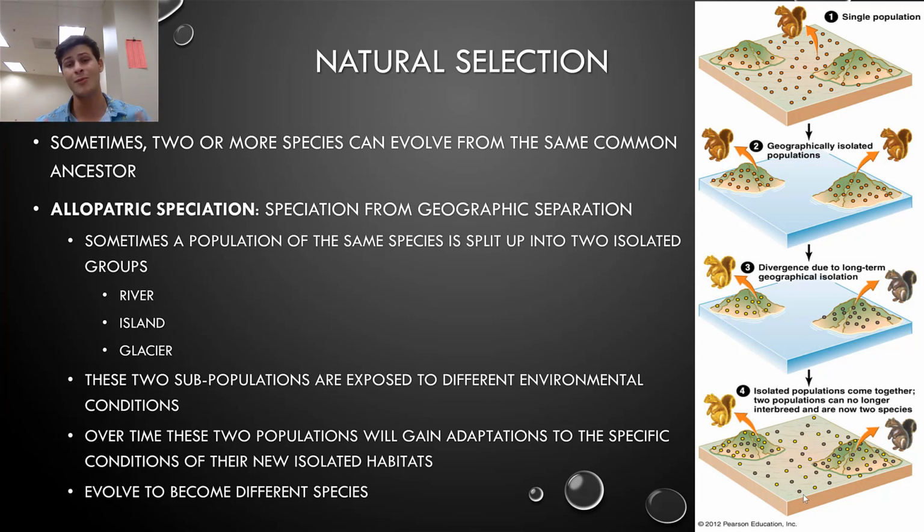Now remember that environmental conditions drive the path that natural selection takes. So if two subpopulations are exposed to different environmental conditions, there are going to be different adaptations that are going to be advantageous in each new environment, meaning that each different subpopulation is going to change over time in different ways. And so over time, these populations will acquire adaptations that are beneficial to the specific environmental conditions that they're subjected to, and eventually, after enough time passes, these two subpopulations are going to evolve into two entirely different species.